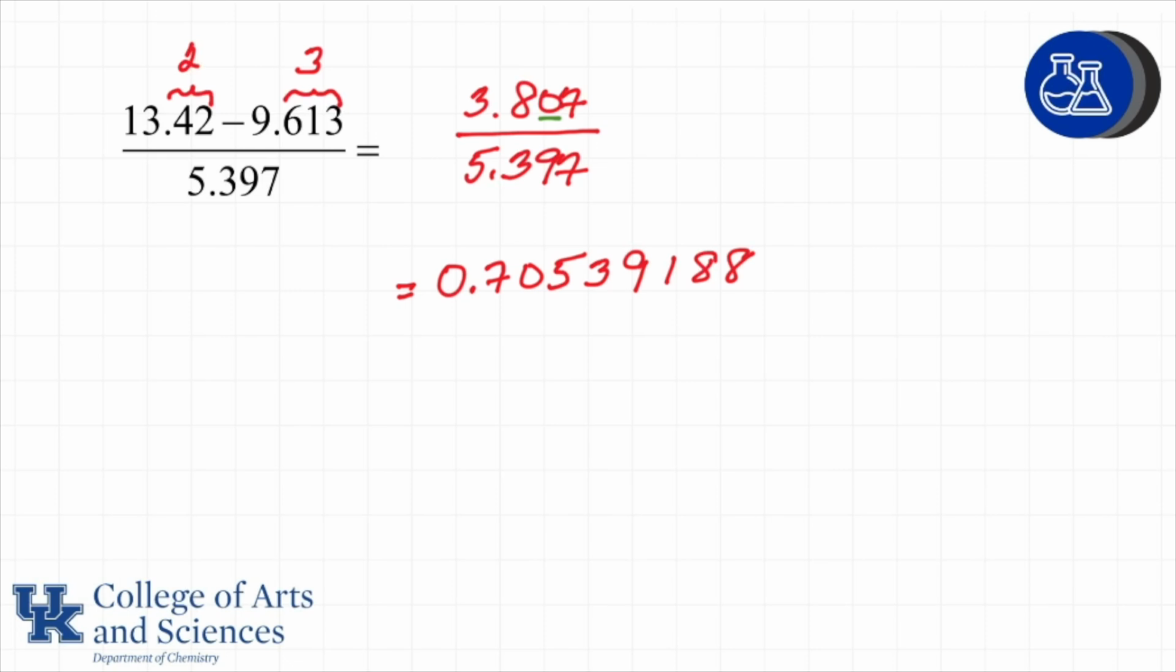When I look at the numerator, I see that I have 3 significant figures because I underlined that 0, reminding me that that's the last digit I can actually keep. And then on the bottom, I have 4 significant figures. So when I look at my answer, I can only have 3 significant figures in my answer. So I can only keep those first 3 digits after the decimal place, and I get 0.705 for my answer.